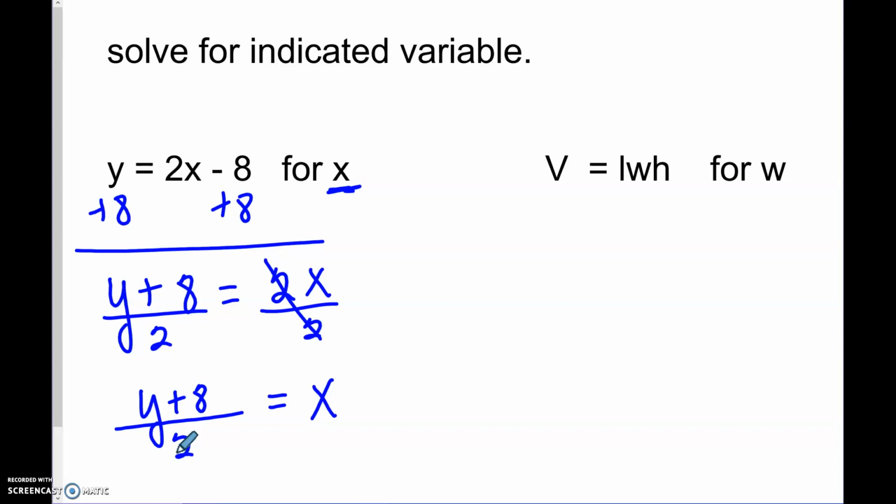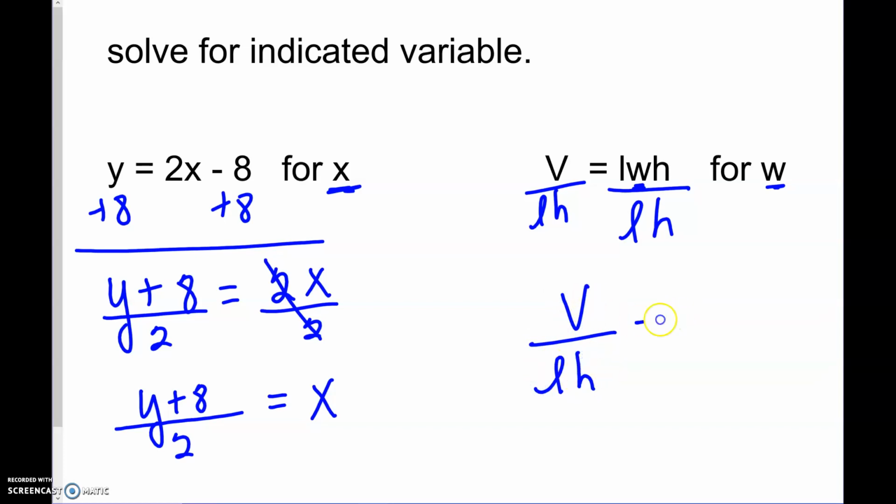All right, and then the second one over here, they want us to get w by itself. Well, that says L times w times h. What undoes times is dividing. And what do we need to move away from the w? The L and the h. And remember, whatever you do to one side, we have to do to the other side. So v divided by L and h equals w.